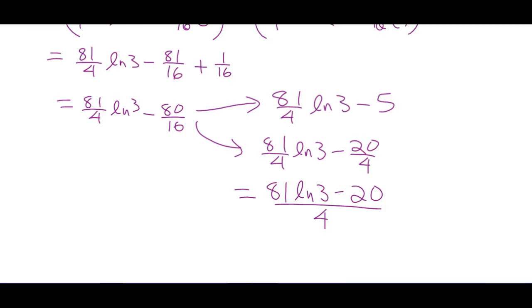Okay, multiple choice wise you're sort of looking, right? Written response wise, yeah, this or this, either one is acceptable, it's fine. Multiple choice wise, I don't see a 5 anywhere in the answers, but there's a 4, and they're all over 4. Oh, okay, let's make this 20 over 4 so we can combine them. And you could do ln 3 to the 81 over 4 minus 5, right?